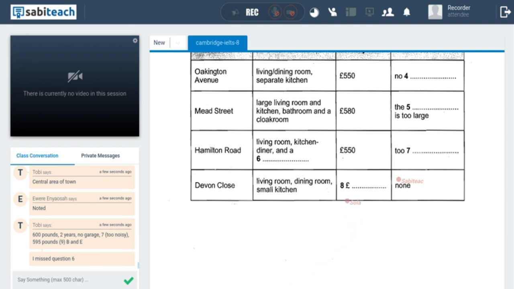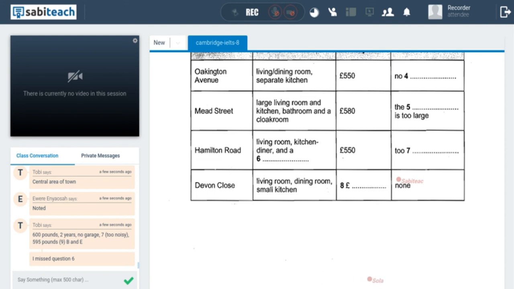For question 8, if it's price, we want to listen for price. The answer, as you can see, has the pound symbol. So we are listening for a figure, the price. All right. So let's listen to answer question 8.